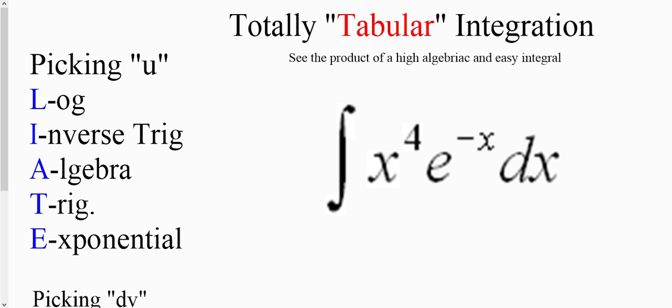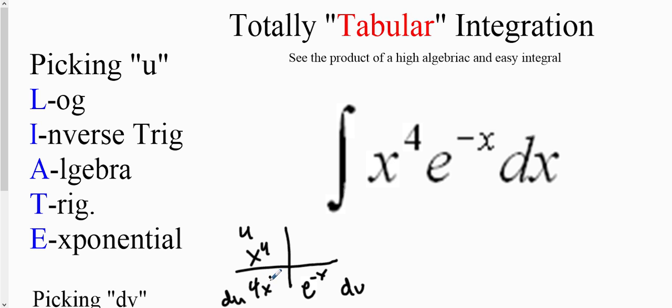And just to illustrate that, I'm going to go through this example of what happens when you use parts for the first time around. All right, so I'm going to use parts. I have my u and my dv. I'm going to use LIATE, little integrals always taste excellent, to help us figure out what to pick for u. I'm going to use algebra, x to the fourth, and we're going to use the e to the negative x right there. We got our du, which is going to be 4x cubed, and then we're going to have our v, which will be negative e to the negative x. So that's what we got there.